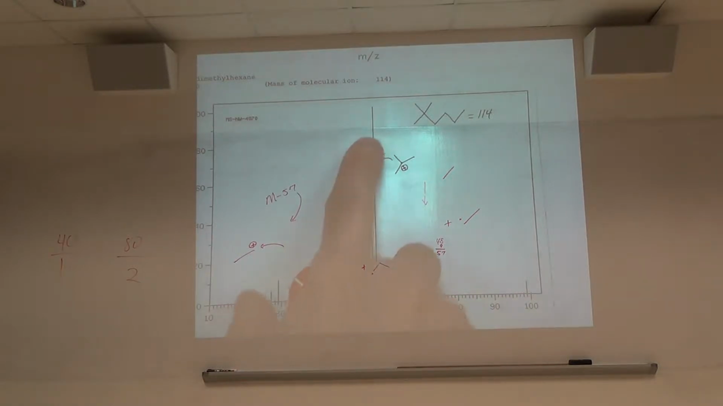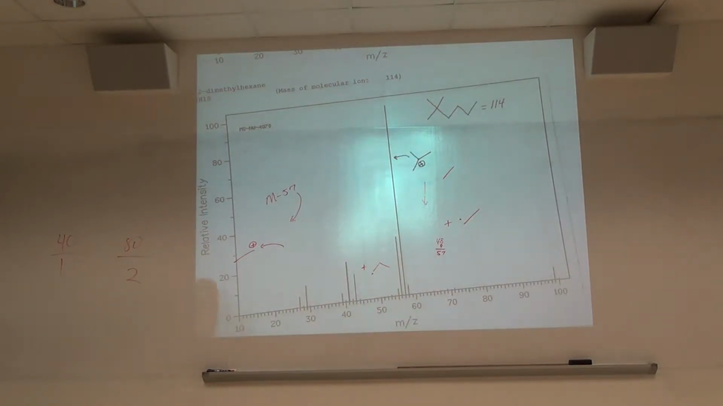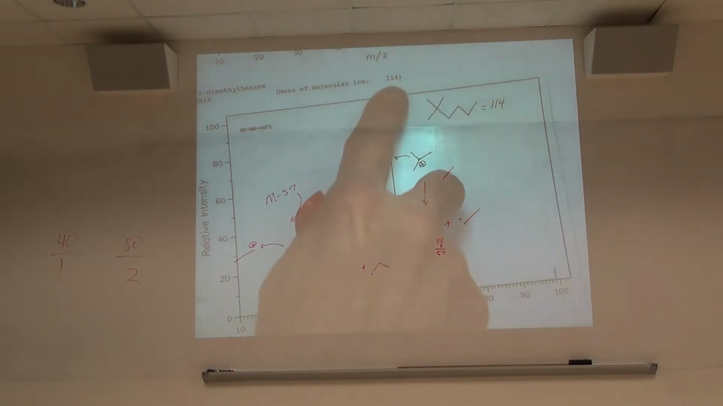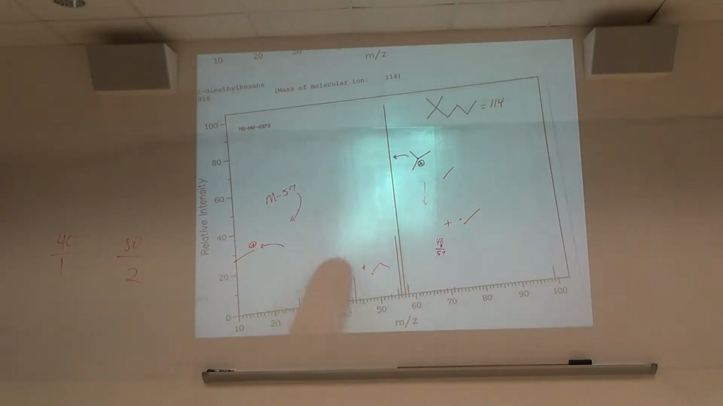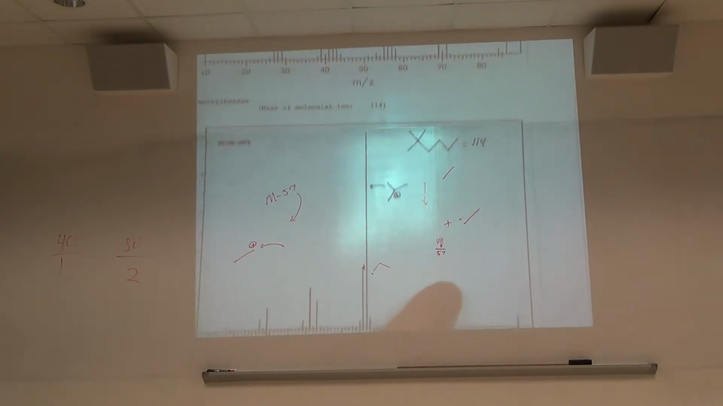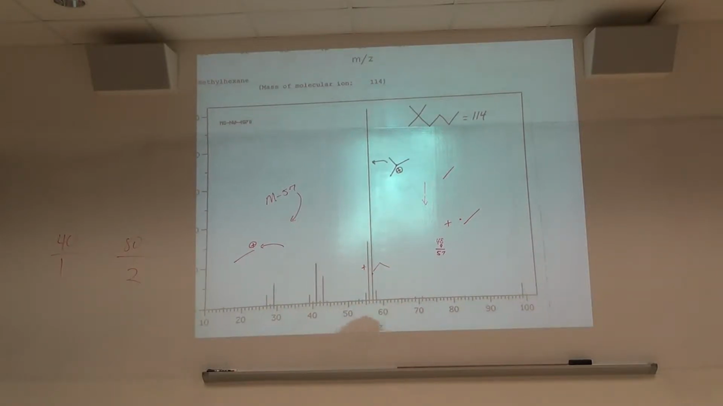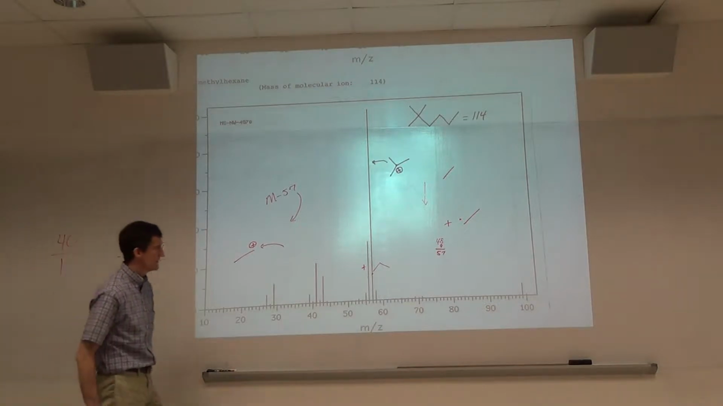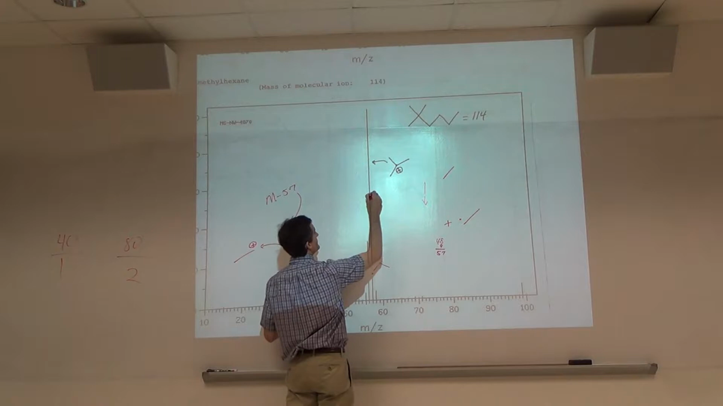First off, in your mass spectrum, this is just relative percentage. Your tallest peak is always set to 100%. Everything else is just relative to that. This is 20% of your tallest peak. Your tallest peak is called what? The base peak. So here the base peak is at what? 57?